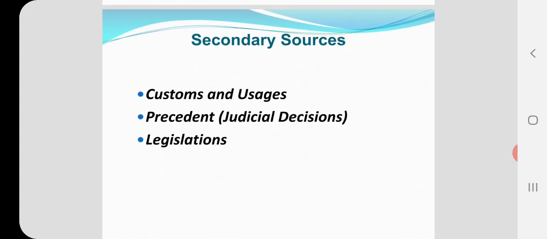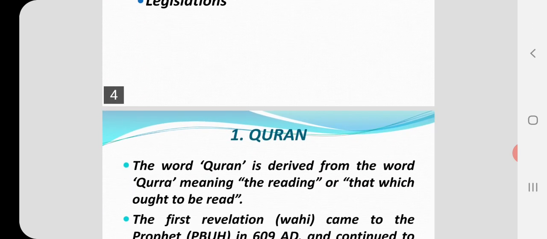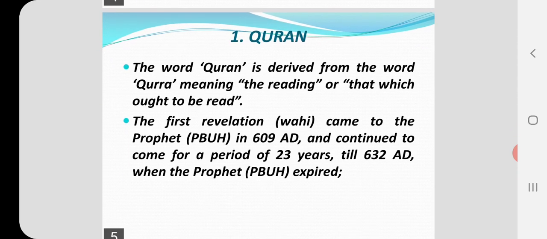Secondary sources, which we will discuss in the next video in detail, are customs and usages, precedents, that means judicial decisions, and legislations. But we will be discussing secondary sources in our next video. Today we are going to focus on primary sources only. Now let us talk about the first primary source. As I told you, the first primary source is Quran.